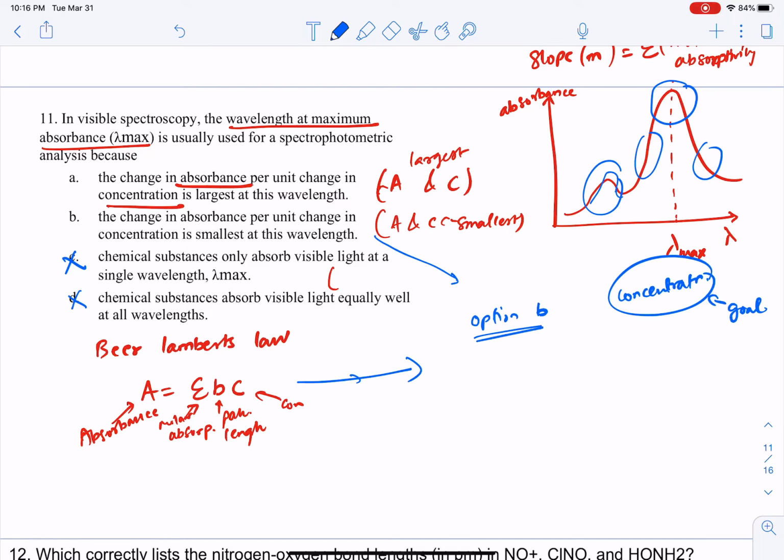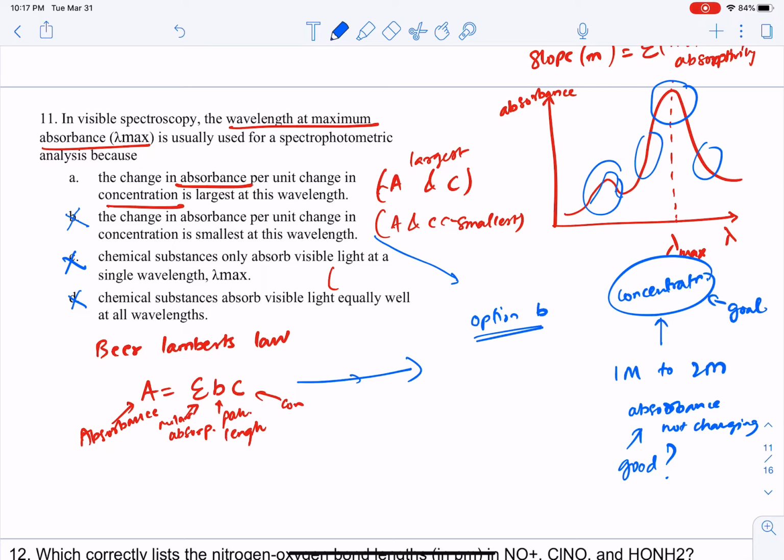If the change in absorbance per unit change in concentration is small, then this is not good. For example, consider the concentration changing from 1 molar to 2 molar, and the absorbance does not change much, or it's not changing at all. Is that good? No, because we want the absorbance to change. We want the absorbance to show that the two concentrations are different. That's why this option is wrong.